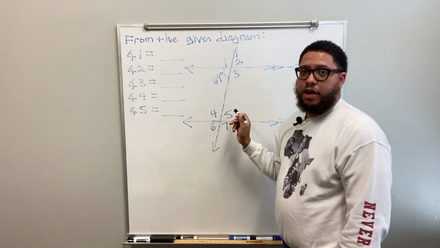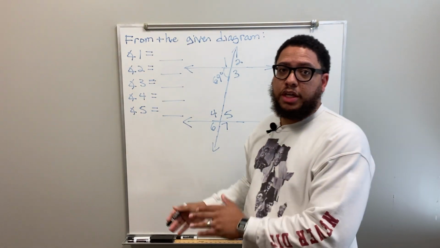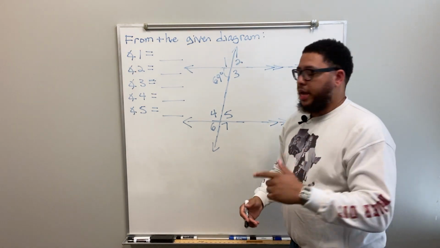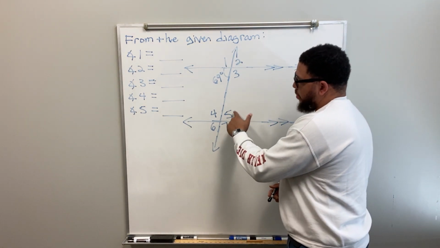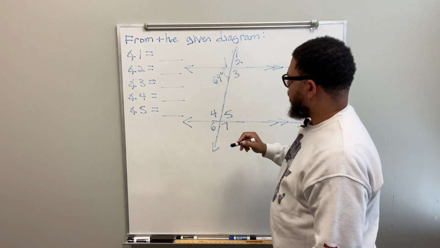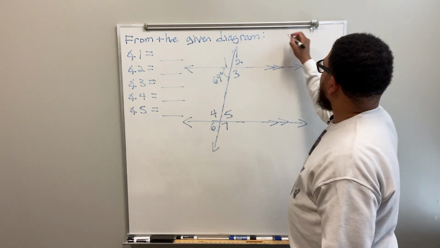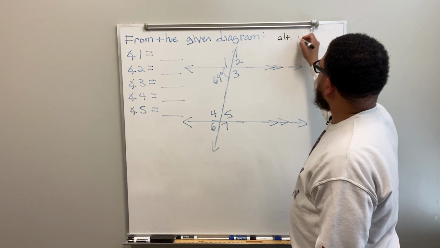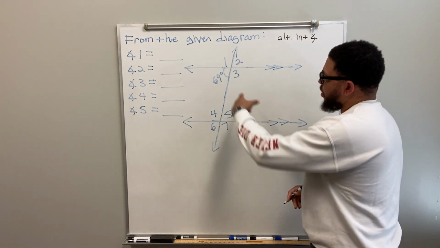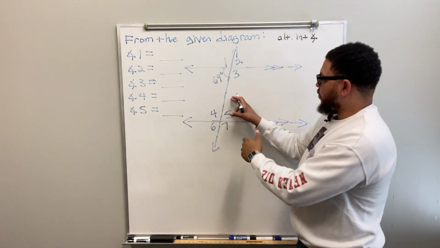Now, let me tell you why angle 5 jumps out at me. Again, I'm approaching this from the perspective of a person that's been doing this for years, that already understands these rules. So that's how I'm breaking it down to you. I'm going to tell you that angle 5 jumps out to me because angle 5 is an alternate interior angle, just like this is. Now, this is what I mean when I say alternate interior angle. I'm going to write that up here. Alternate interior angle: this angle and this angle are on opposite sides, or alternate sides, of the transversal.